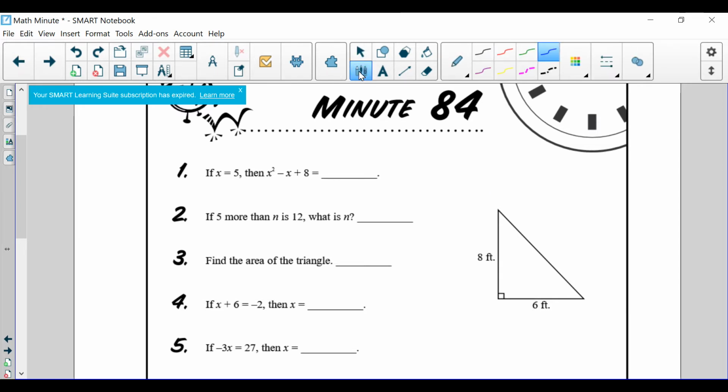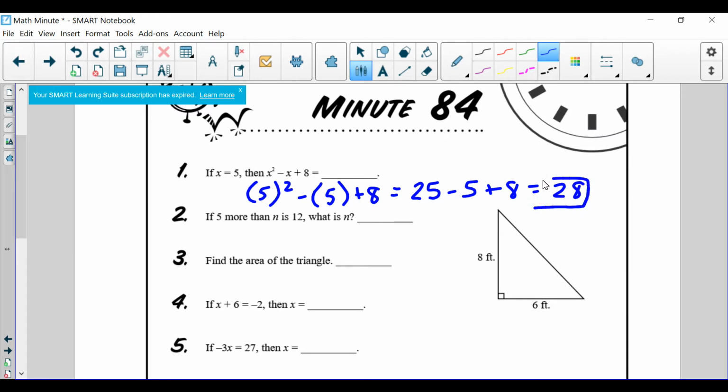Alright, welcome back. So we've got x is equal to 5 in the first case. What you want to do is make sure you substitute. Whenever you're substituting, put in that parentheses, and then you've got it. Alright, so we're going to go 5 squared. 5 squared is the same as 5 times 5, so that is 25. Then we're going to go minus 5 plus 8. 25 minus 5, that's 20, plus 8, that's 28. So we've got our answer. Box it. Very nice. Let's go over number 2 now.